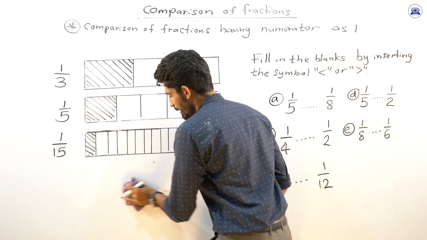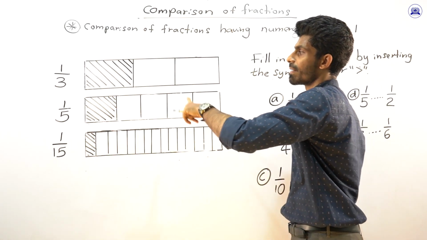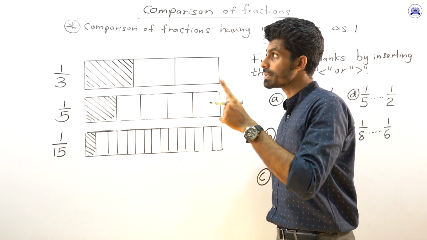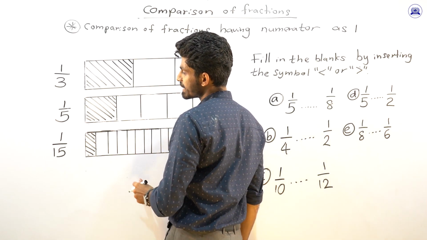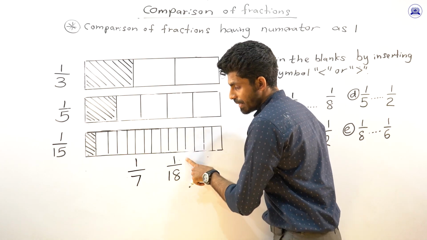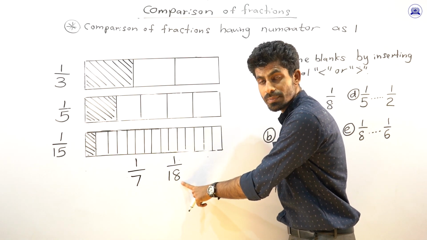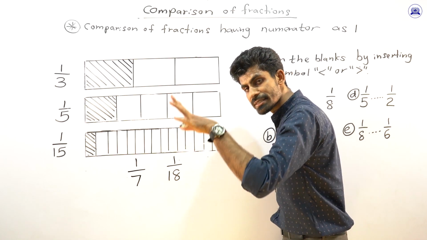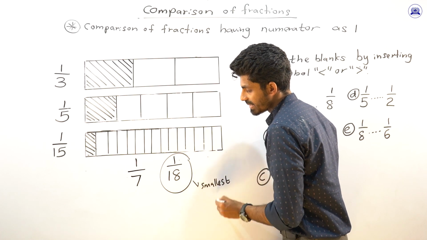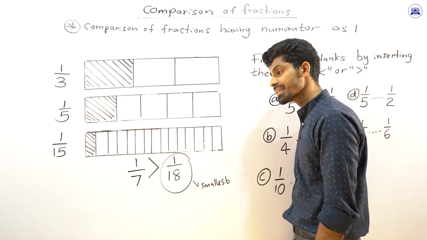So how can you write that down, right? According to this figure, if we are having any fractions where all the numerators are equal to 1, then you can compare those fractions. Largest denominator having the smallest fraction. 1 over 7, 1 over 18. Which one is the largest denominator? 18 is the largest denominator. Largest denominator means smallest fraction. That means 1 over 7 is greater than 1 over 18.